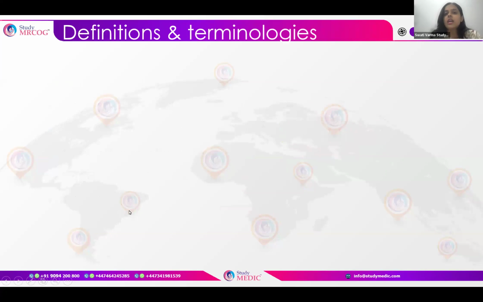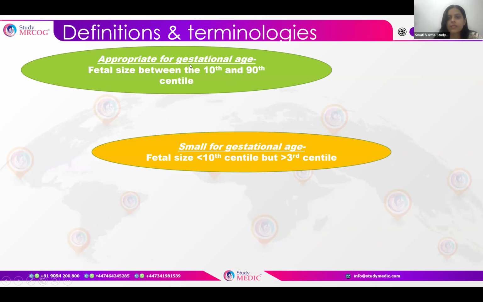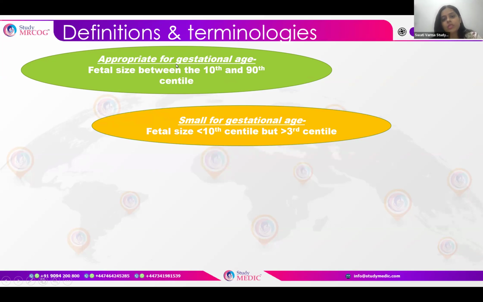So let's first start with definitions and terminologies. As everyone must be well aware, if fetal size is between the 10th and 90th centile, then it is known as appropriate for gestational age. No confusion in this. This was earlier also the same, now also the same. But now strict importance is given to differentiating between SGA and FGR.